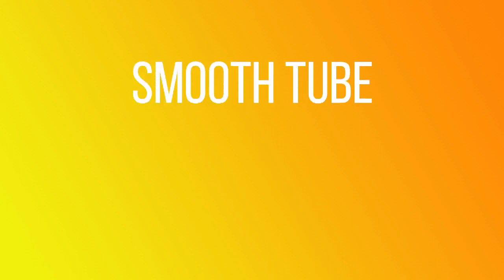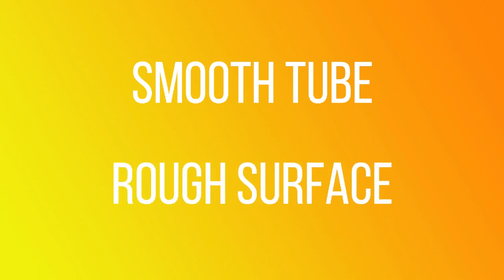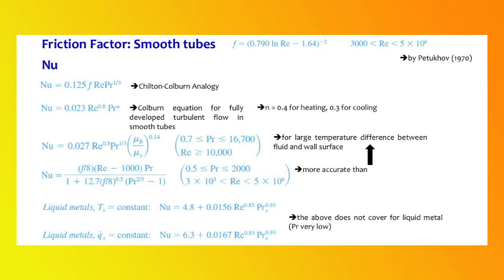The flow in these tubes can be classified into two, which are smooth tubes and rough surfaces. In turbulent flow in tubes, we need to take note of the friction factors in the smooth tubes and also in the rough surfaces, because they can give a very different effect from the Reynolds number to the Nusselt number. And there are also a few correlations that can be taken into effect.